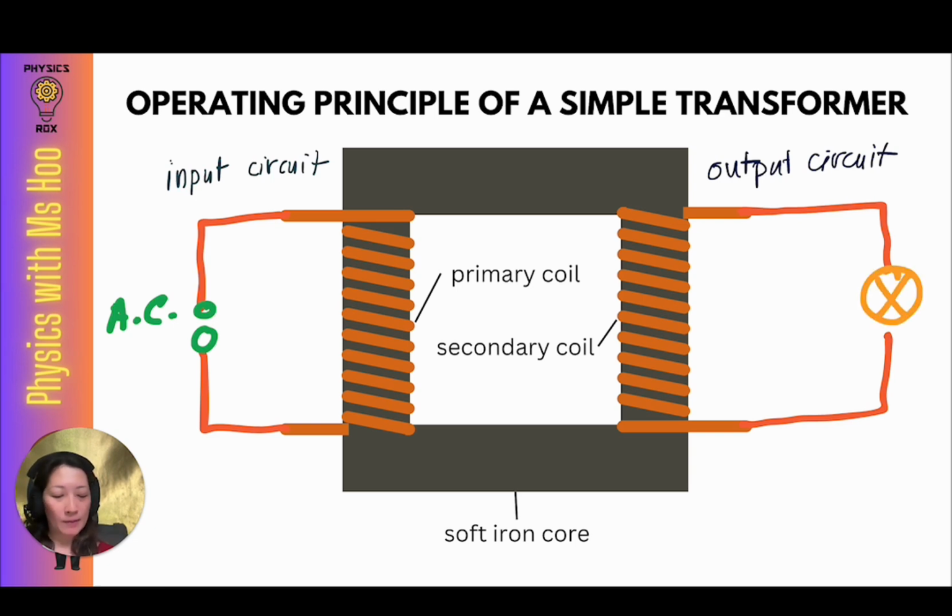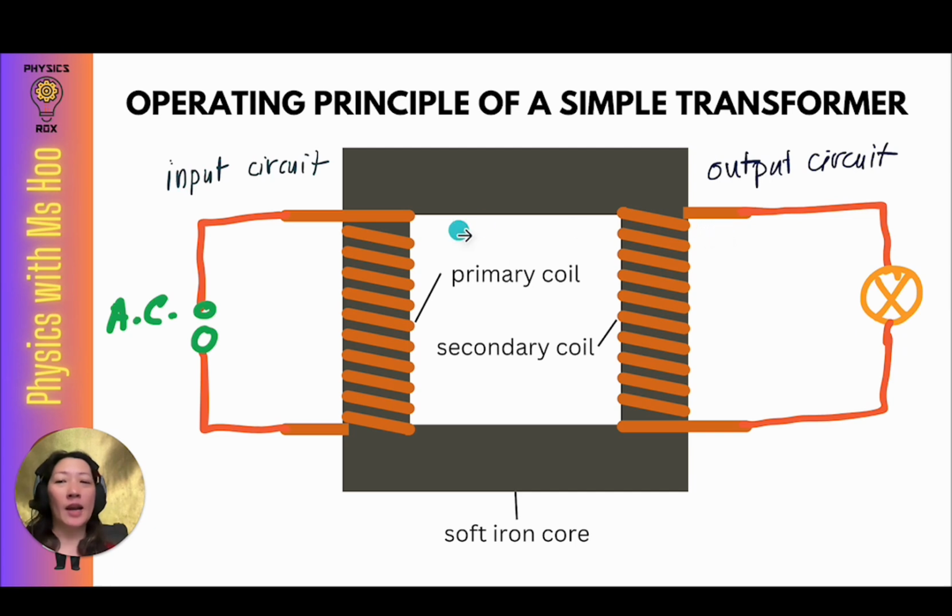Now remember, the light bulb is merely a representation. You'd always place something else in place of the light bulb. Like you could put a motor, you could put your refrigerator, you could put your laptop charger. The lamp is just a representation of the load in the output circuit.